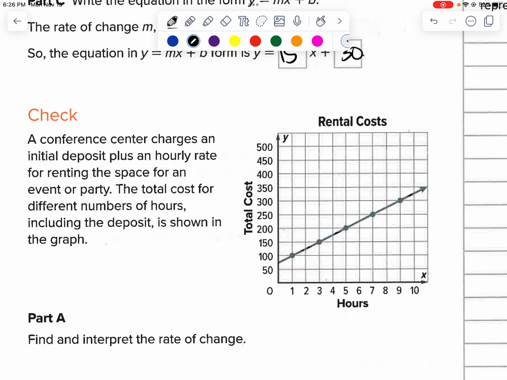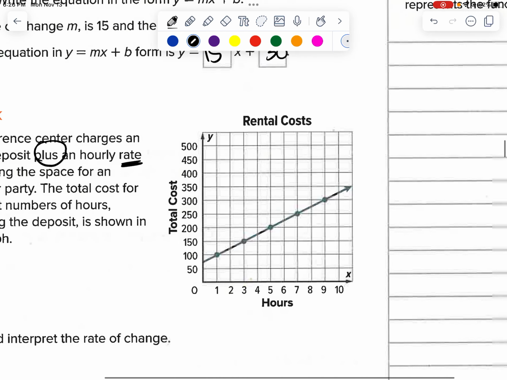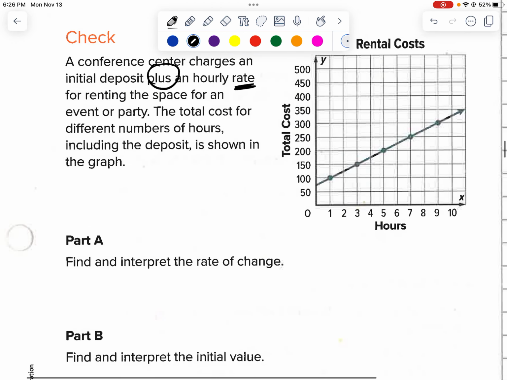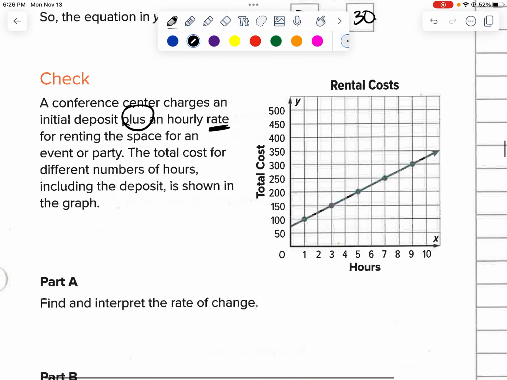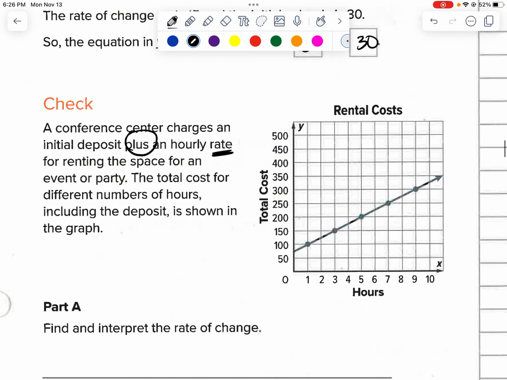A conference center charges an initial deposit plus an hourly rate. Plus, remember, addition. An hourly rate for renting the space for an event or party. The total cost for the different number of hours, including the deposit, is shown in the graph. Okay? So we're supposed to find and interpret the rate of change. So let's start there.